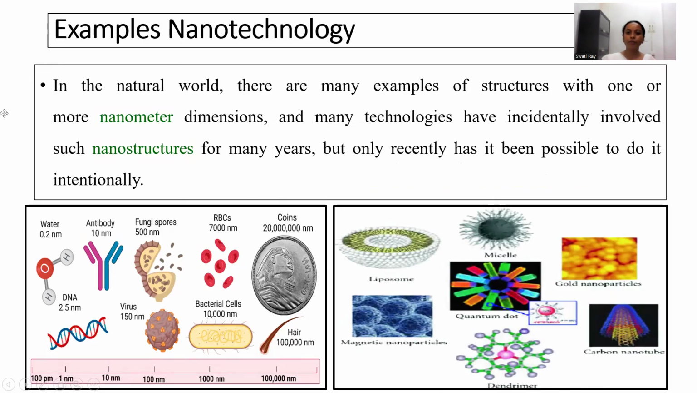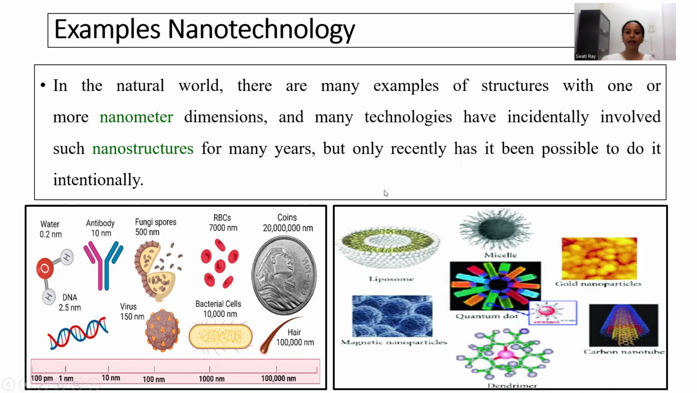So what are the examples of nanotechnology? Nanotechnologies already exist in the natural world. The examples of nanotechnology that exist in the natural world are DNA, water, antibodies, viruses, fungi spores, red blood cells, and bacterial cells. So these are examples of natural-world nanoscale, nanometer dimensions.